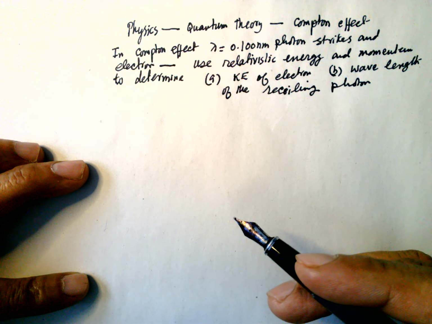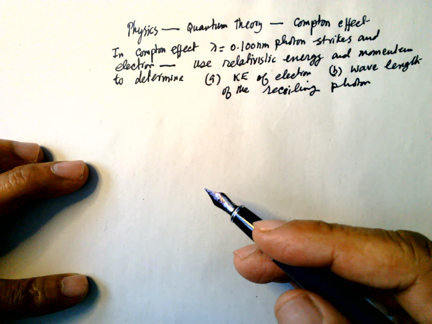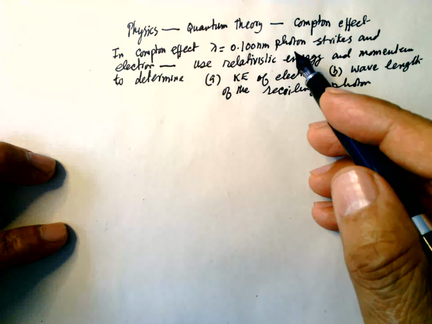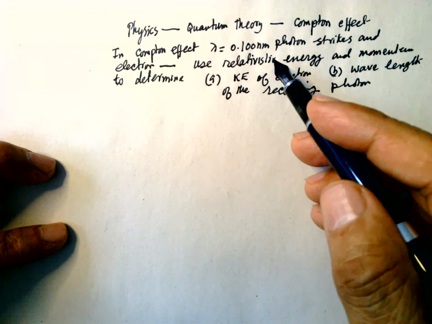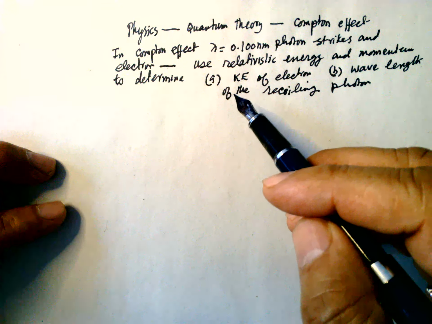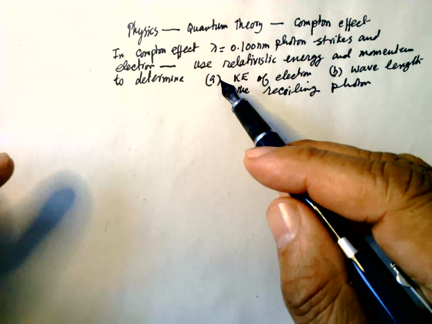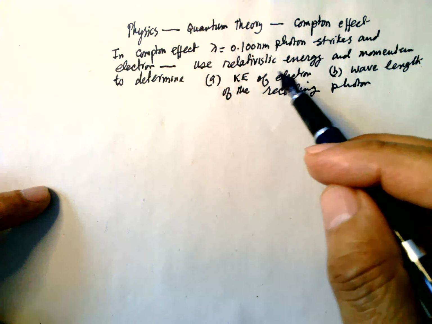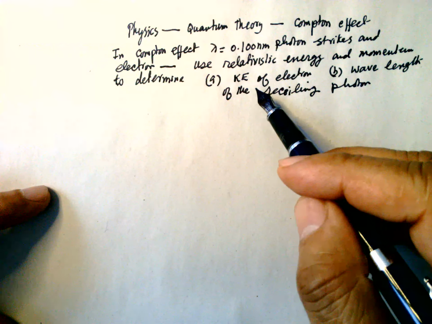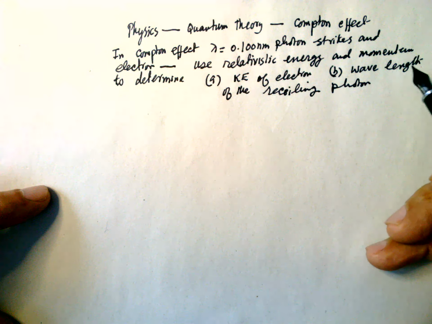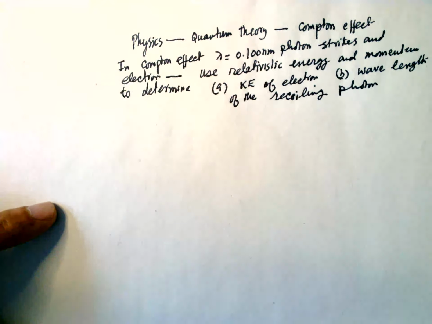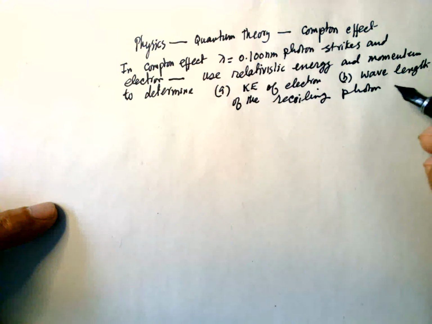Hello, physics quantum theory, Compton effect. In a Compton effect experiment, the wavelength of the photon is 0.1 nanometer. That photon strikes an electron, and use the relativistic energy and momentum formula to determine the kinetic energy of the electron and the wavelength of the recoil photon. So, two things we have to determine: the kinetic energy and the lambda dash.